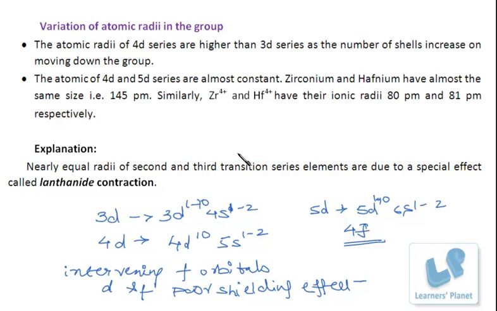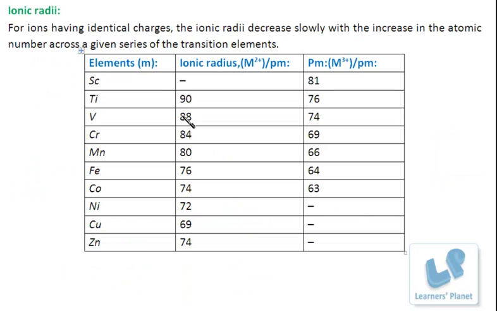Now let's see the atomic volume and the density, the variation of the atomic volume and density, and also the melting and the boiling points of these elements. See, this is the trend in the ionic radius. For ions having identical charges, that is here the ionic radius of M2+ ion, the ionic radii decrease slowly with the increase in atomic number across a given series of transition elements. So there is a decrease, and again the ionic radii become almost constant. You can see this M2+ ion.